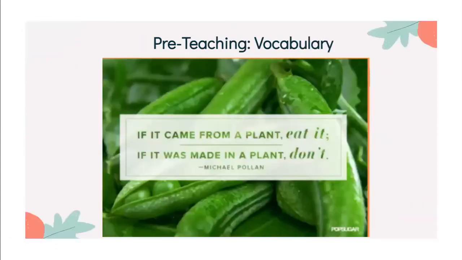Other things too, when you choose your Q focus, your question focus, it's really important to think about the vocabulary that's included in that Q focus as well. And so the teacher we were working with chose this quote from Michael Pollan, who wrote The Omnivore's Dilemma. So it was great: if it came from a plant, eat it. If it was made in a plant, don't.